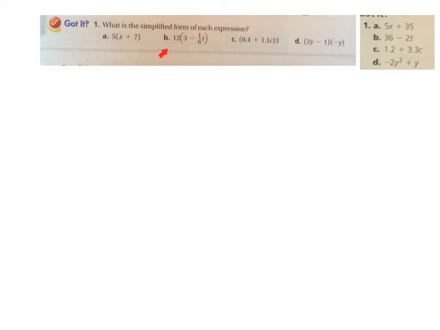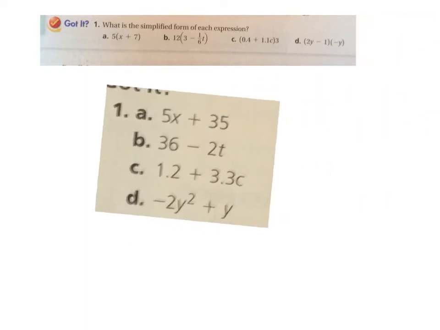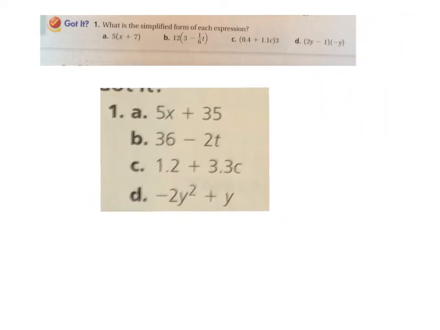Here we're going to distribute 12 times 3. That's our 36. Notice I'm going over here to the right. And 12 times negative 1/6 is negative 2. Right, so 1/6 of 12 is 2, we know that. And don't forget the t there. Here we're going to distribute 3 times 0.4, that's 1.2. And then we're going to have 3 times 1.1c, which is 3.3c.